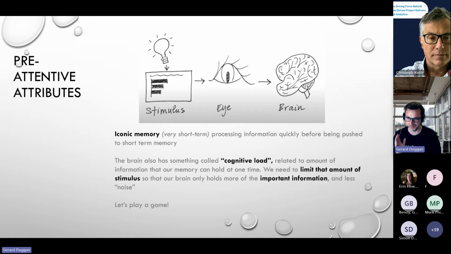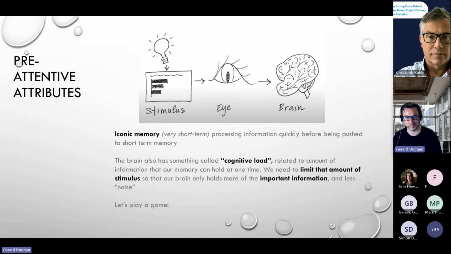And your brain also has something called cognitive load, which is related to the amount of information that you can hold at one time. So your reports need to limit the amount of stimulus so that only the most important information goes through to the brain. Everything else that is not important doesn't go through. The noise needs to go out.